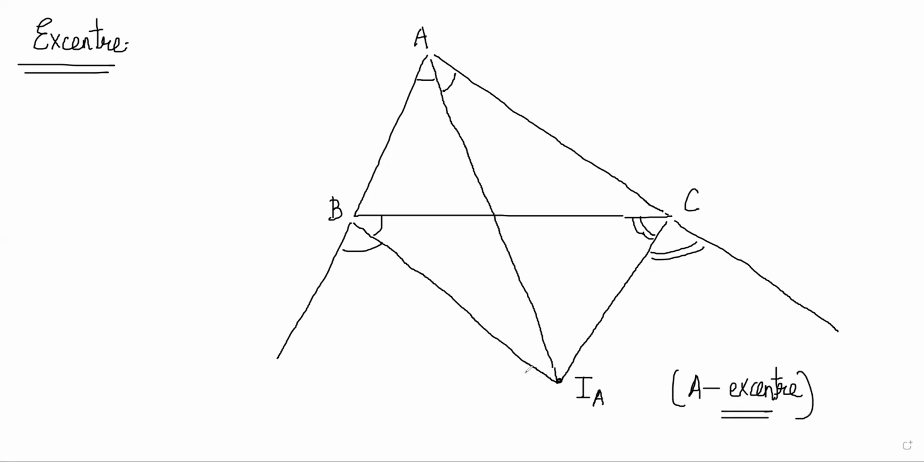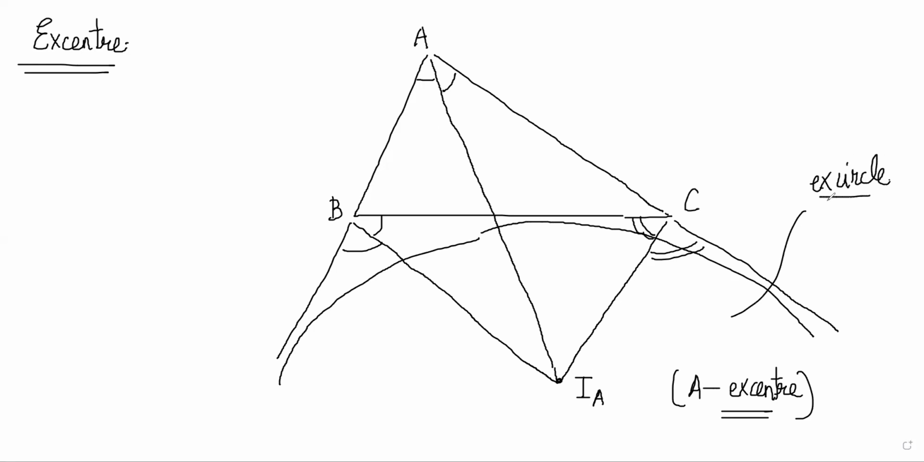What is special about IA? We can draw a circle now which touches the sides BC, CA and AB, but it is a circle outside the triangle, and this is called the excircle. The excircle touches the three sides, but it touches one side BC and the other two sides' extensions, right? So again, this radius will be known as RA, and there are several trigonometric formulas with which we can figure out what RA is.